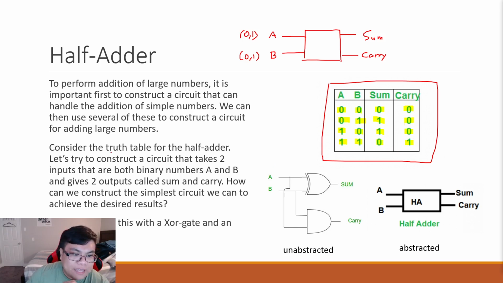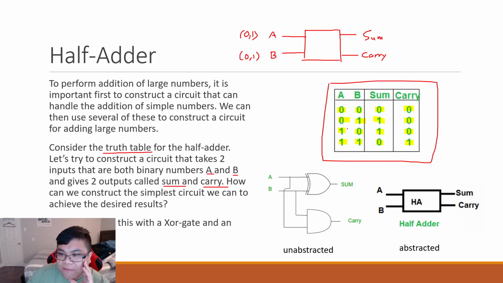So consider the truth table for the half adder. Let's try to construct a circuit that takes two inputs that are both binary numbers A and B, and gives two outputs, sum and carry, which we did. How can we construct the simpler circuits to achieve the desired results? Okay, well, let's take a look here.